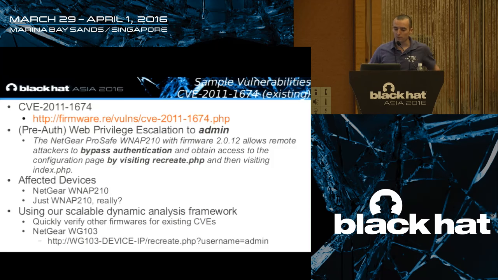For example, there is a vulnerability from 2011, and this is the name. If you read it, it says that only these devices are vulnerable. WNAP 210. By visiting Recreate PHP, you get pre-authentication admin privilege escalation. And the idea is that automatically we found or validated this vulnerability on other devices, on three different versions for other devices.